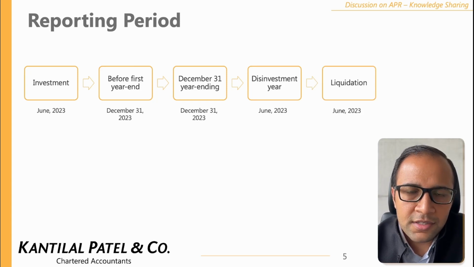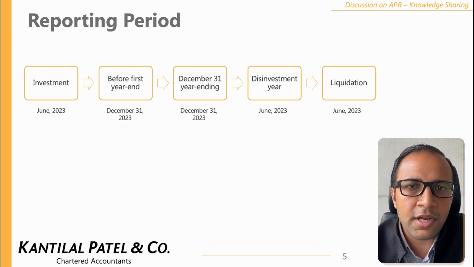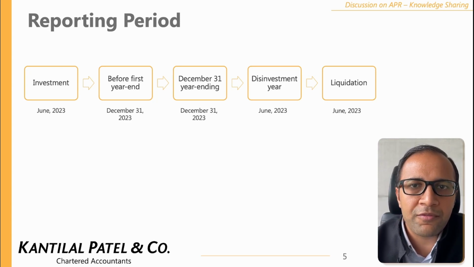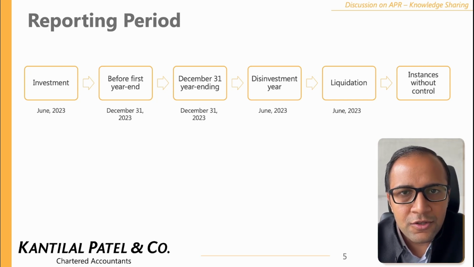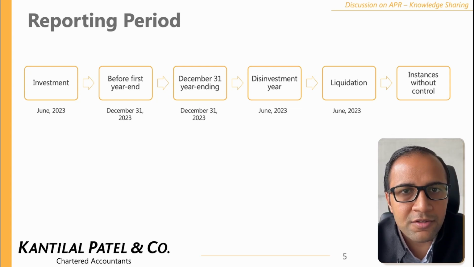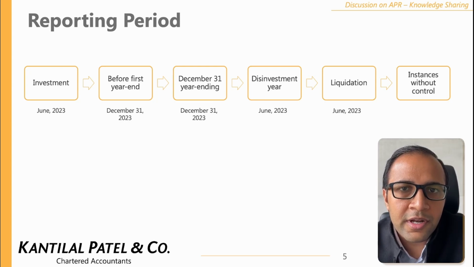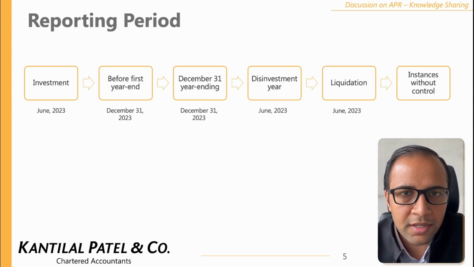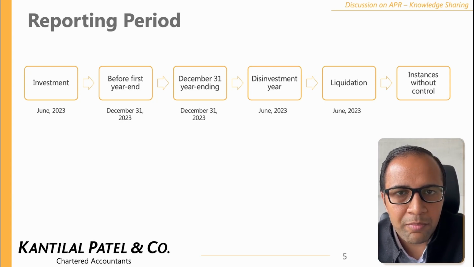In the case of liquidation, up to the date of liquidation, that is up to the date of initiation of the liquidation, you would be filing Form APR, and then on receipt of the proceeds of liquidation, you would file Form FC. And there's one specific exemption given for instances where control does not exist, coupled with a condition of 10% shareholding, which means that if you do not have control, you should also not have 10% shareholding. In instances where both of these conditions are met, that your shareholding is less than 10% and you do not have control, you would be absolved from the responsibility of filing Form APR.